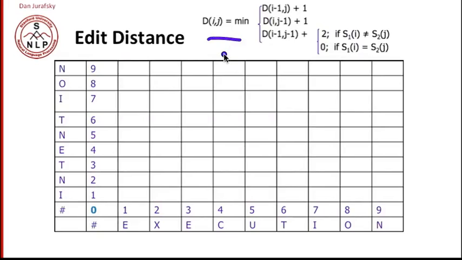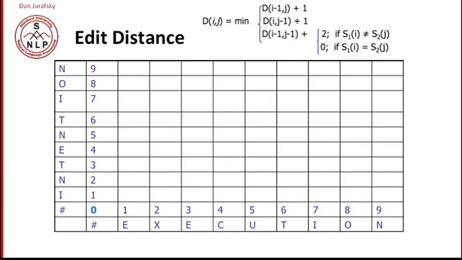So we want to know what's the distance between the null string of intention and the null string of execution, obviously 0. The distance from the string i to the null string is the cost of deleting an i, that's 1. So now let's try to compute the cost of converting in to e. Intuitively, we expect it's going to be a deletion and a substitution. So let's see if that works out.